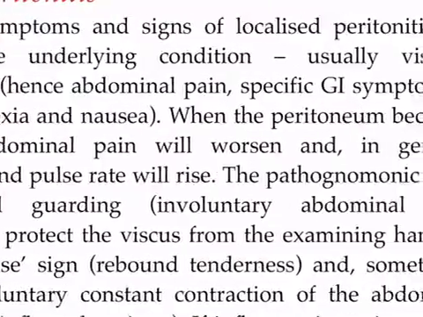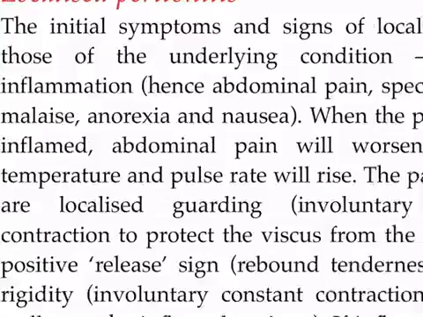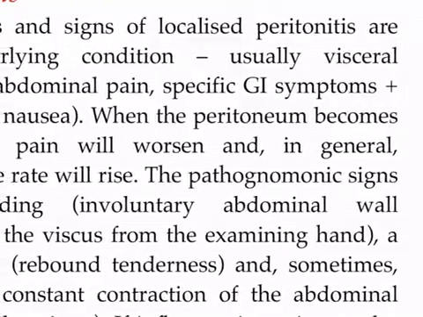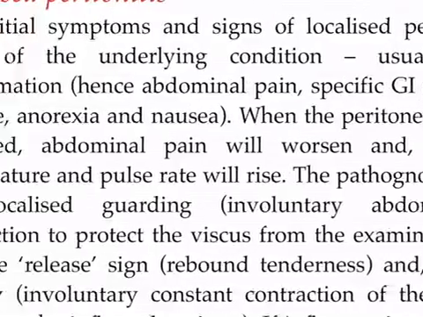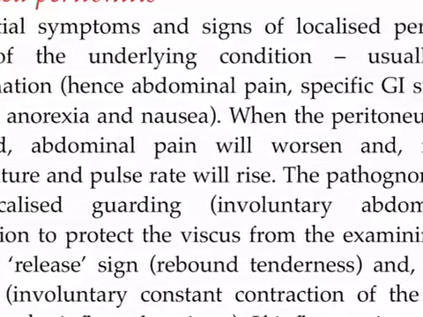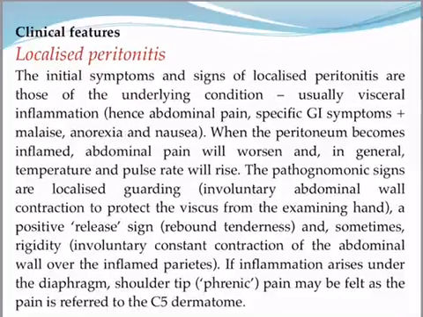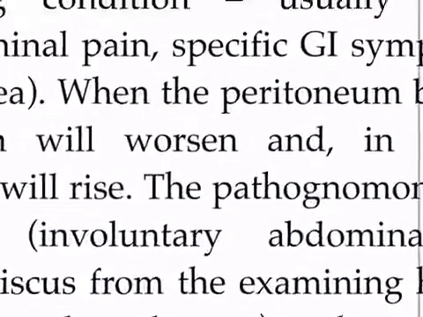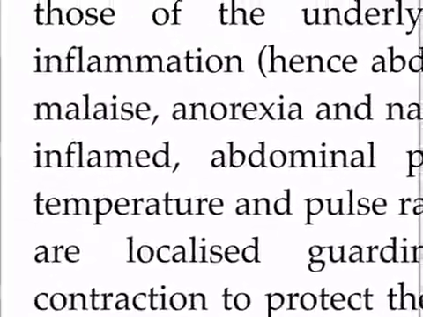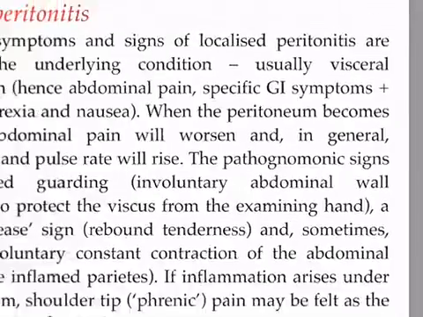Localized peritonitis: the initial symptoms and signs of localized peritonitis are those of the underlying condition. For example, appendicitis usually starts with visceral inflammation: non-specific abdominal pain, non-specific gastrointestinal symptoms of nausea, vomiting, anorexia, and colicky, dull, poorly localized abdominal pain in the periumbilical area or central abdomen, then followed by localization in the right iliac fossa. The pain becomes worse and more localized in the right iliac fossa.